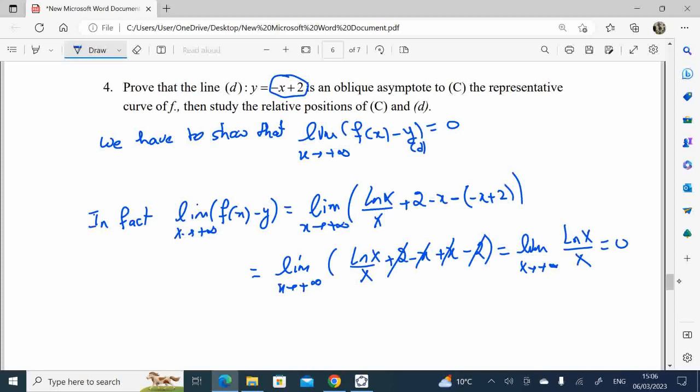Therefore, the line D of equation y equal minus x plus 2 is an oblique asymptote.